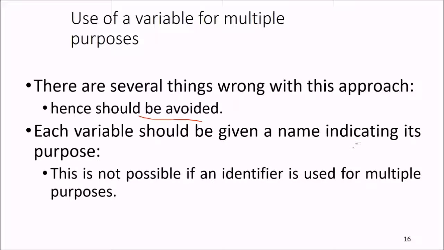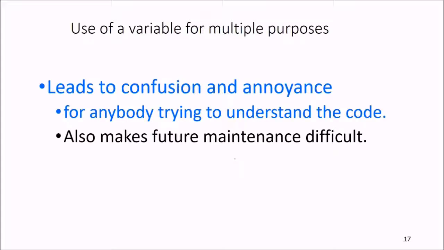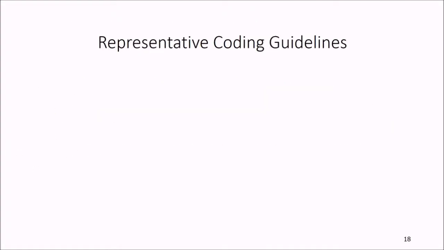Each variable should be given a name indicating its purpose. It is very important. This is not possible if an identifier is used for multiple purposes. And the most important side effect is confusion and annoyance. If you are trying to understand the code, you will see i, and you will realize that i is doing many tasks, or is used for many purposes. So the maintenance part will be quite difficult.